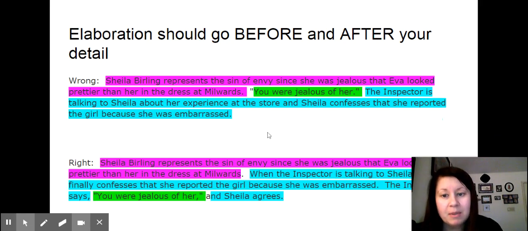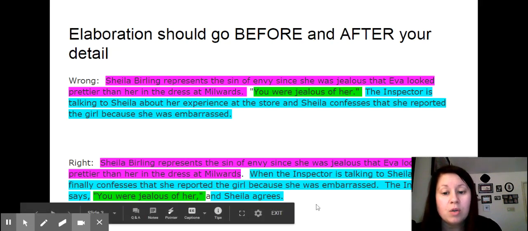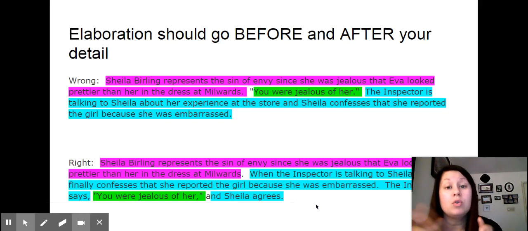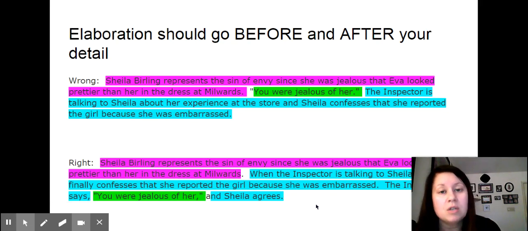To give you an example of this, you can see in the first example, this author wrote their thesis statement and then put their detail right next to it. I say wrong, it's just not as accurate. The more accurate way to do this is to go ahead and cushion your detail with elaboration. You notice there's a lot of blue and just a little bit of green, so your words, your elaboration, is very significant. We're just borrowing the tiniest amount of the author's words that we need to justify what it is we're trying to say.